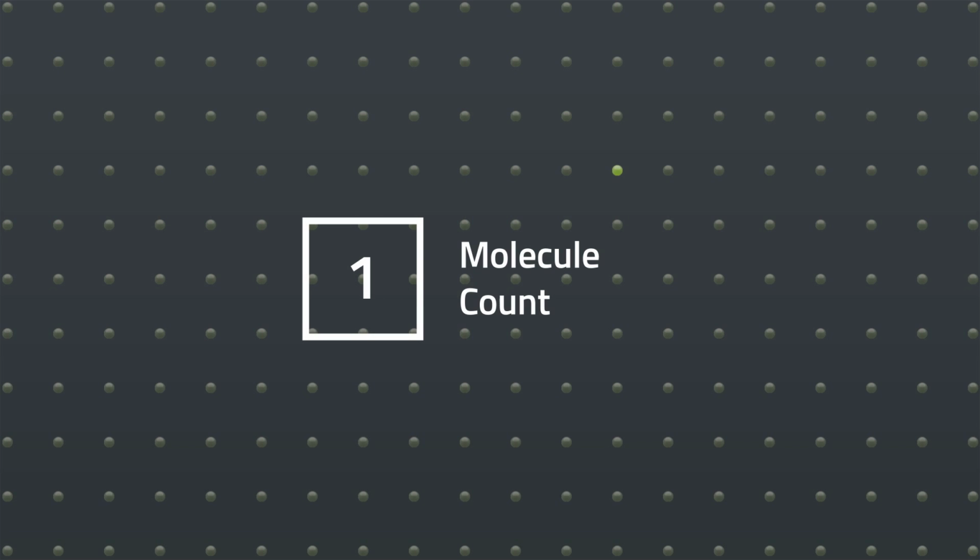nCounter Sprint uses molecular barcodes and microscopic imaging to give you the power to directly count hundreds of targets from a single hybridization reaction. One molecule, one count. As you can imagine, this has major benefits in the lab.